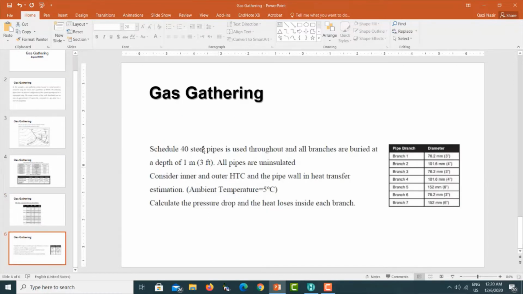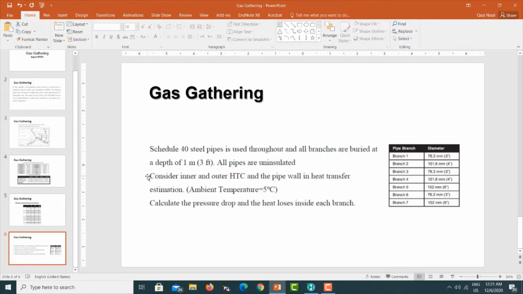What else do we need? We need to know the diameter of the pipe. As you remember, we can represent the diameter of the pipe by the schedule number. And we also assume that all pipes are buried in the ground. They are not hanging on top of the ground, they are buried in the ground at a depth of 1 meter. So at 1 meter depth they are all buried. All pipes are uninsulated, so there is no insulation on the pipe.